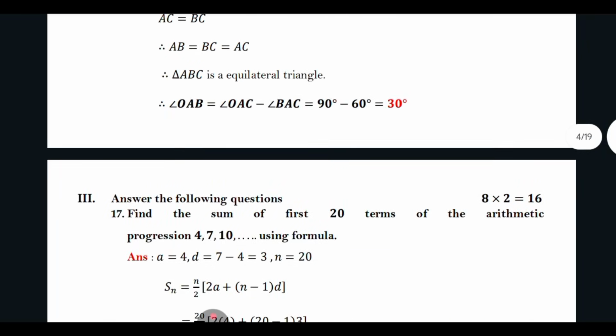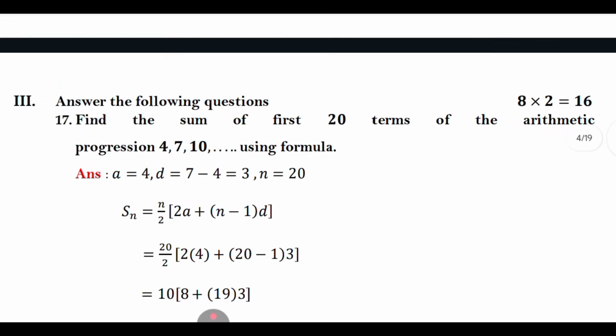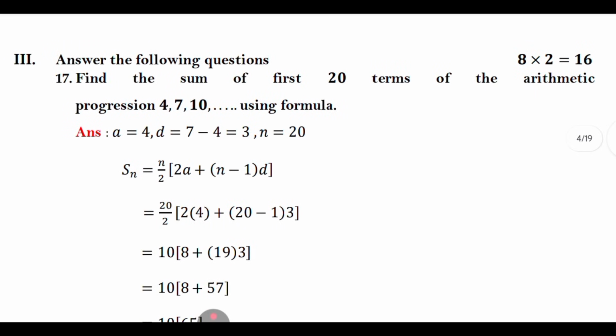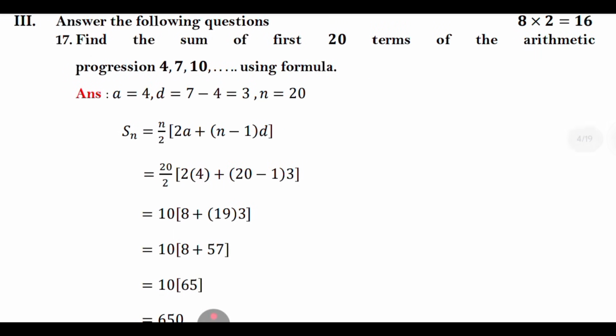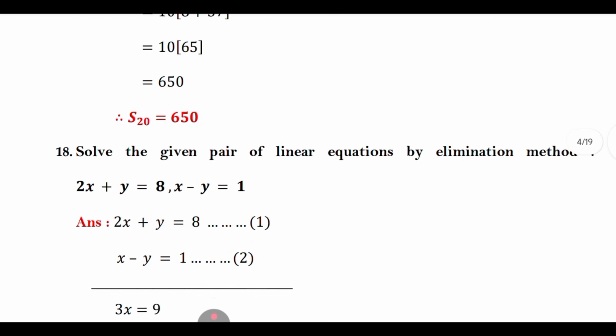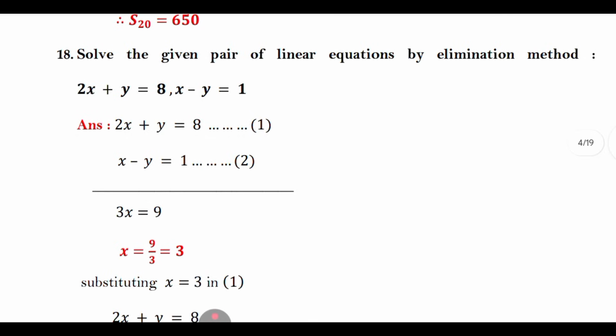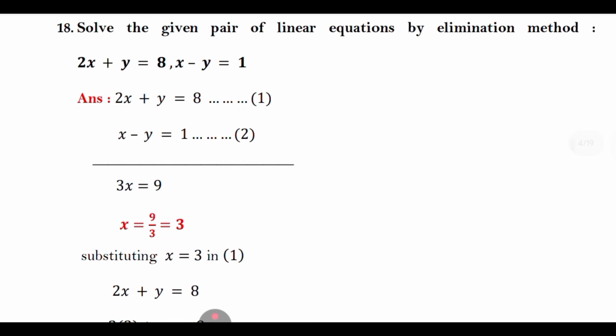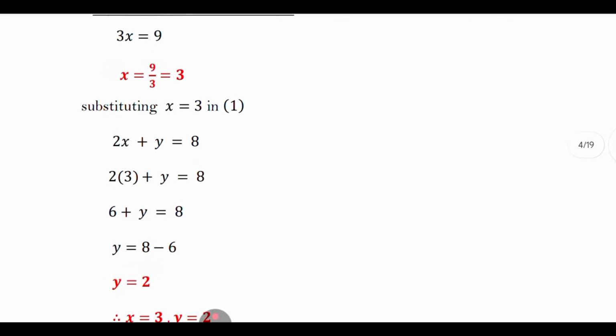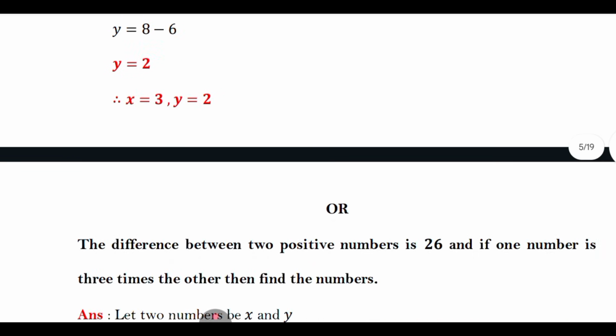So coming to the question number 17, find the sum of the first 20 terms of an arithmetic progression 4, 7, 10 using the formula. So 650 is the answer. Solve the given pair of linear equations by elimination method. If they have mentioned the method as elimination, do solve with the elimination method only. Don't use any other method, because the elimination method is easiest and very less time consuming. This is the answer for that.